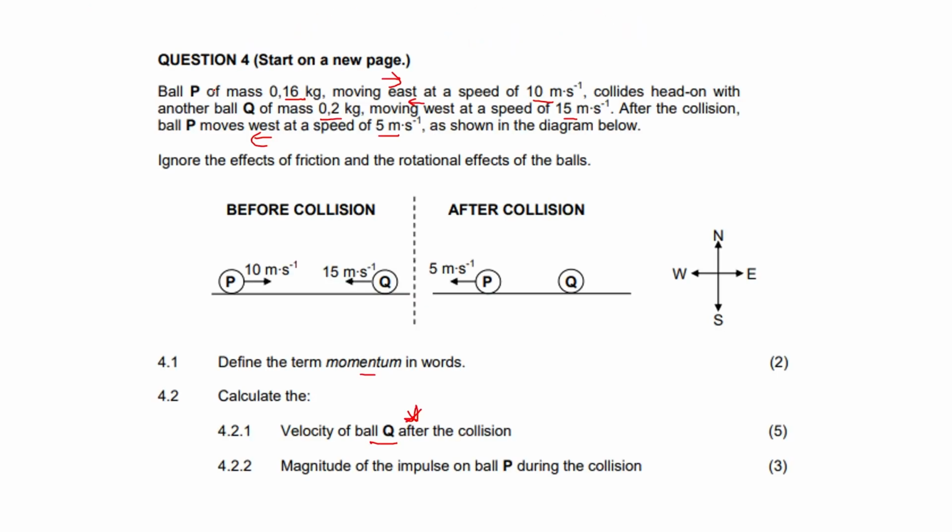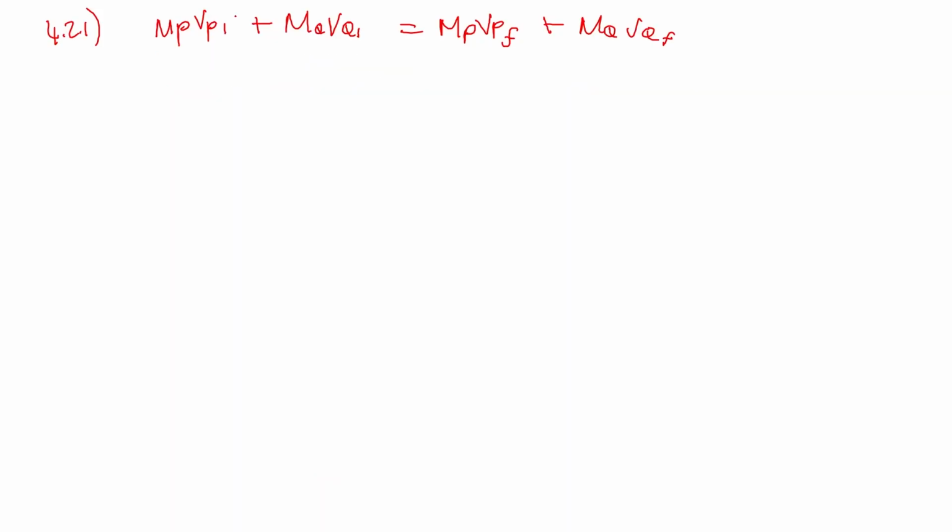We're going to use our momentum formula, which is the product of the mass and the velocity, and that's of both balls. So that's mass of ball P, velocity of ball P initial, plus mass of ball Q, velocity of Q initial, equals mass of ball P, velocity of ball P final, plus the Q. All right, so we have the masses and we have the velocity of everything but the velocity of Q. So we're just going to jot all of that in here. 0.16 is the mass of ball P. The initial velocity of ball P is 10.